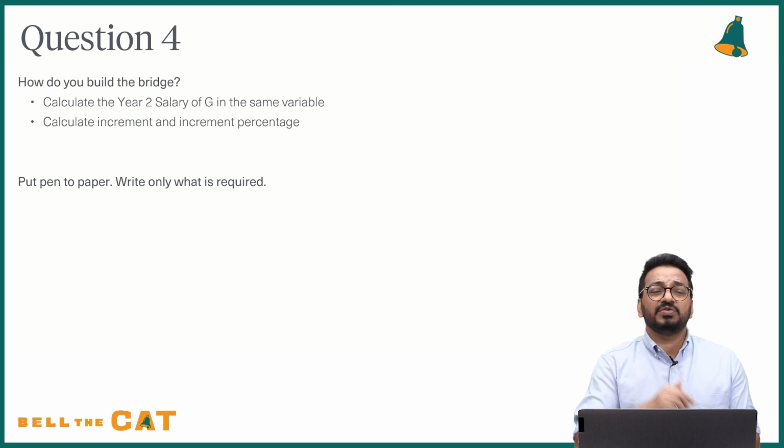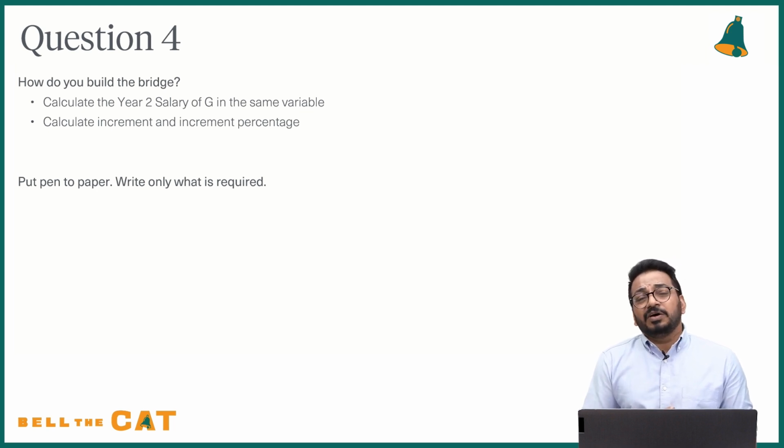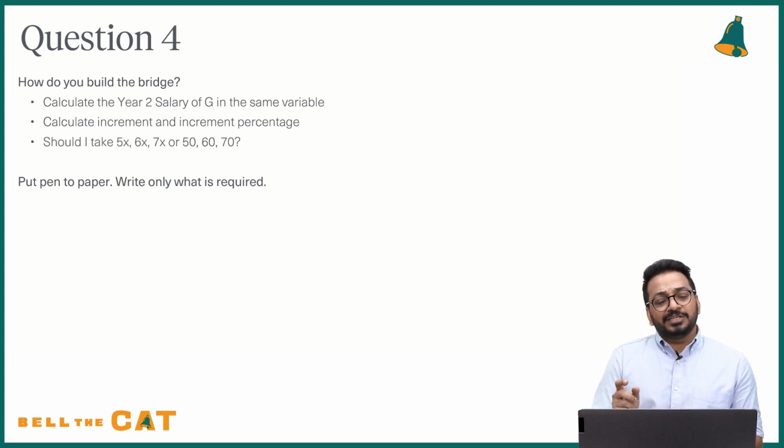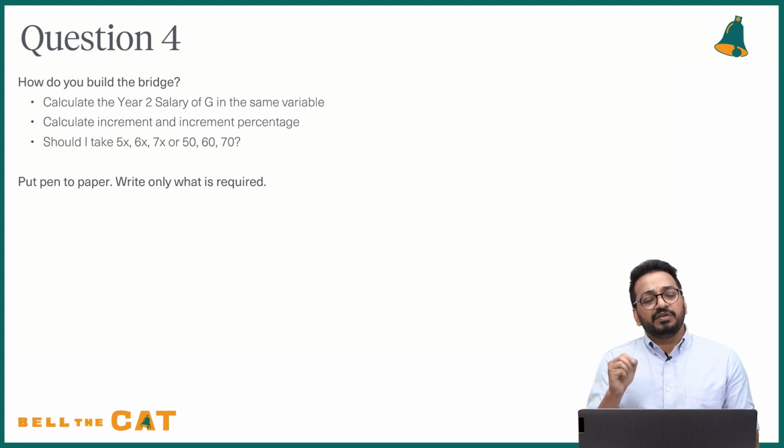Now before this, there is only one thing you need to figure out. You can think, sir, calculation will become tricky. Why is calculation tricky? Calculation will become tricky if you take 5x, 6x, 7x. When will calculation become easy? Take numbers: 50, 60, 70. This is where you have to build that bridge and think what is easy. Calculating 25%, 20% on 5x is a bit tricky. So instead of taking 5x, 6x or 7x, definitely take 50, 60, 70.